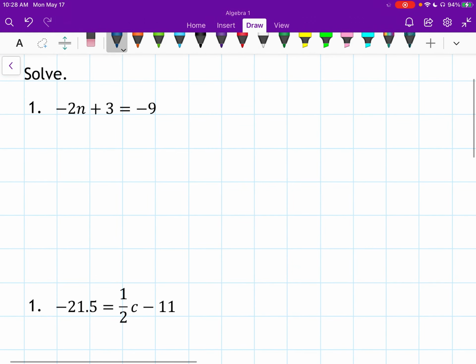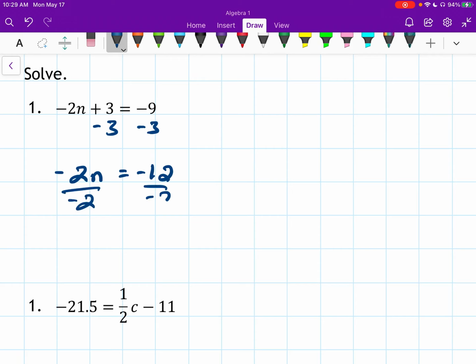To begin, we want to get the variable as alone as possible, right? That's the goal, is to get it alone. We're supposed to get an n equals. So I'm going to start off by subtracting 3 from both sides. This leaves me with negative 2n is negative 12. And now I can just divide by negative 2, and I get n equals 6. All right, not too crazy.